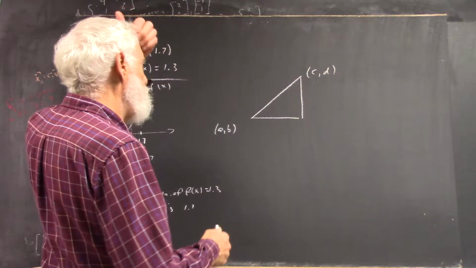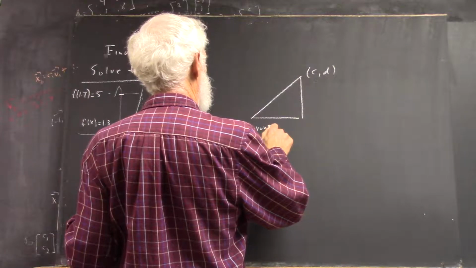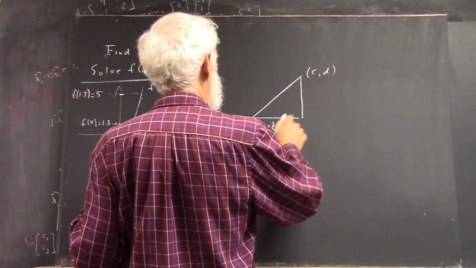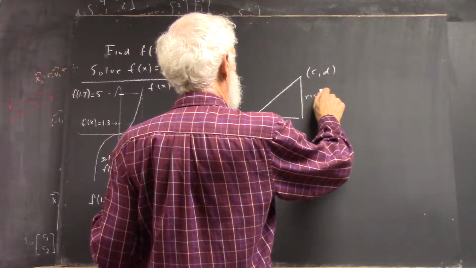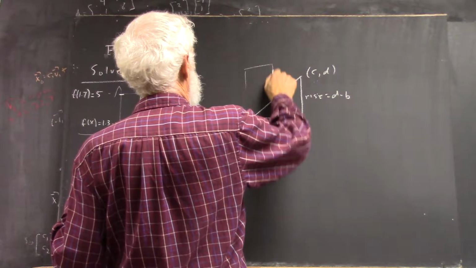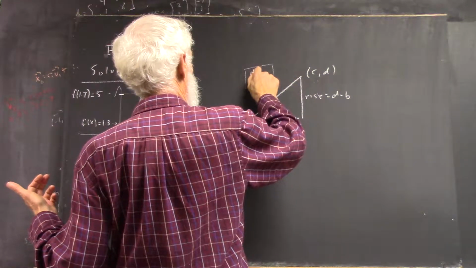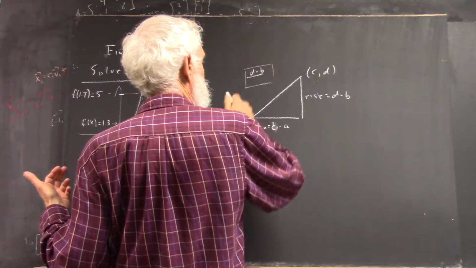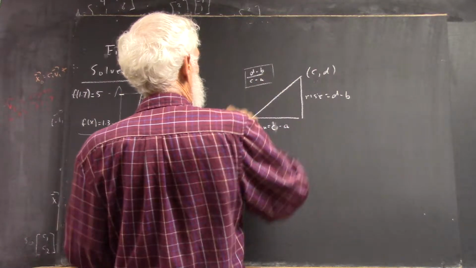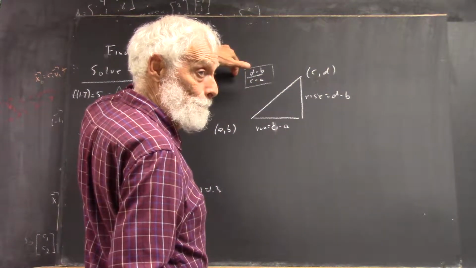Okay, so if you got A, B, C, D, well, the run is C minus A. The rise is D minus B. So the slope, if you just put it in a box, I know that you know that's what the slope means. It does have to be in a box. And if you want to say slope equals, that's okay. You know, slope equals rise over run equals, and then this in a box, right?